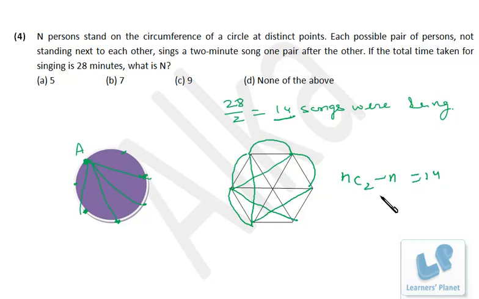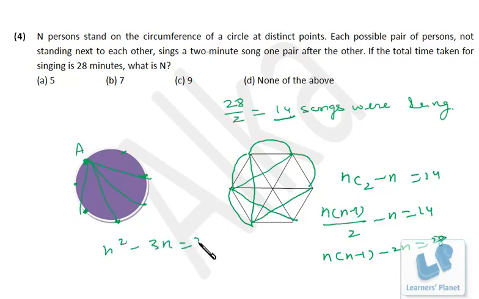So we have to calculate the value of n over here. So n(n minus 1)/2 minus n is equal to 14. So n(n minus 1) minus 2n is equal to 28. So n square minus 3n minus 28 is equal to 0. So (n minus 7)(n plus 4) is 0. So n is equal to 7, right? So if you know the concept of diagonals, you can do this sum very easily and quickly.